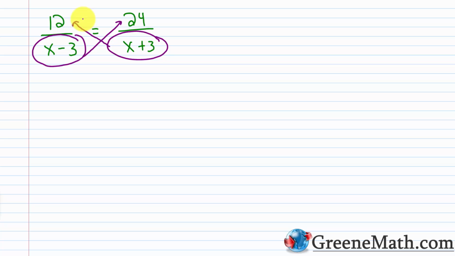And why is that a shortcut? Well, the LCD here is going to be what? It's x minus 3 times x plus 3. So if I multiply both sides of the equation by this LCD, well, what's going to happen is this denominator here is going to cancel, and I'm going to multiply 24 by x minus 3, which is exactly what I'm doing when I'm cross multiplying, right?